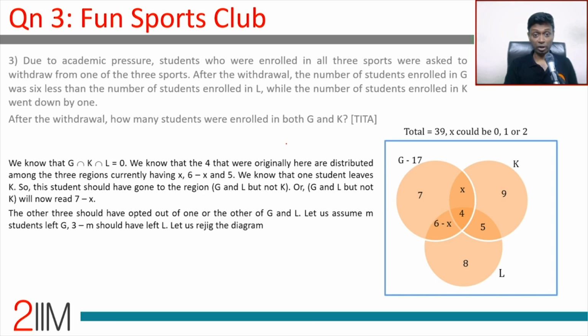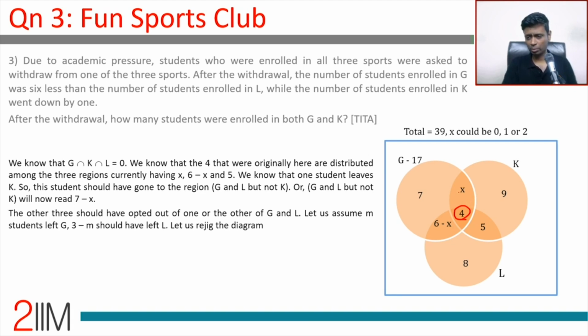Due to academic pressure, students who were enrolled in all 3 sports were asked to withdraw from one of the 3 sports. After the withdrawal, the number of students enrolled in G was 6 less than the number of students enrolled in L, while the number of students enrolled in K went down by 1. So all 3, these are distributed away. They're asked to deregister for one course or remove their names from one course. They're supposed to withdraw themselves.